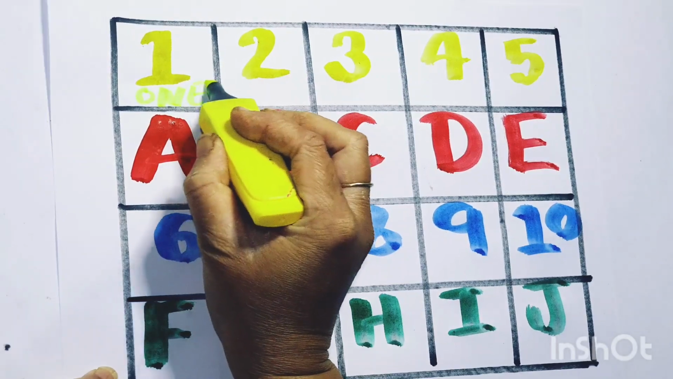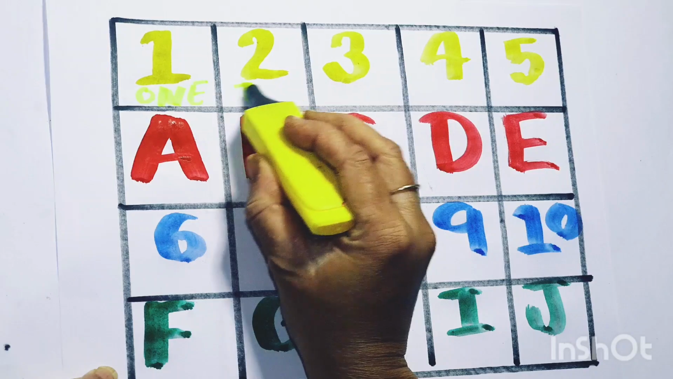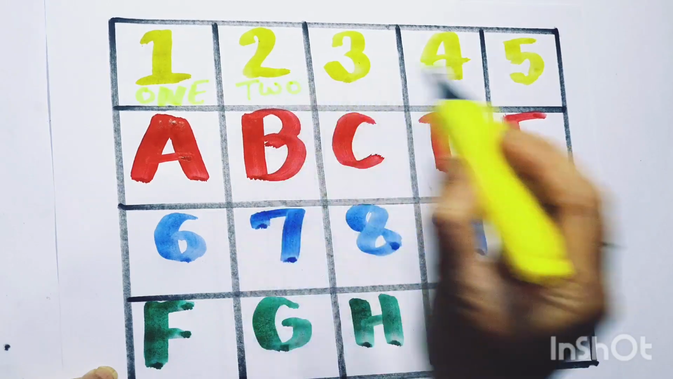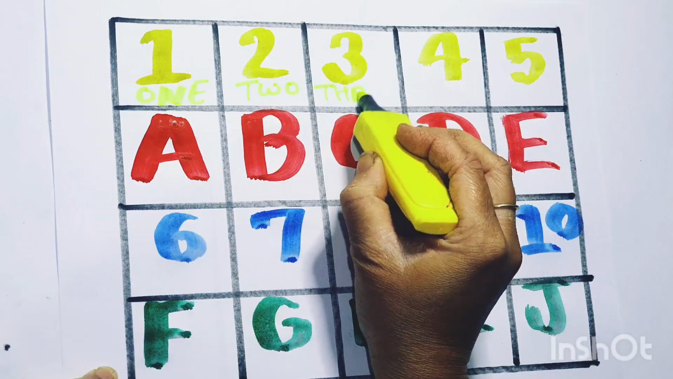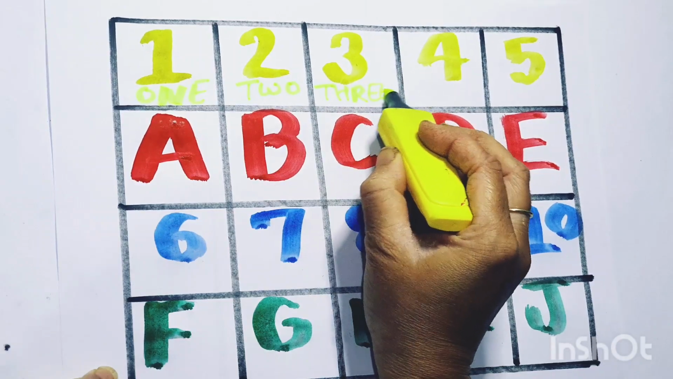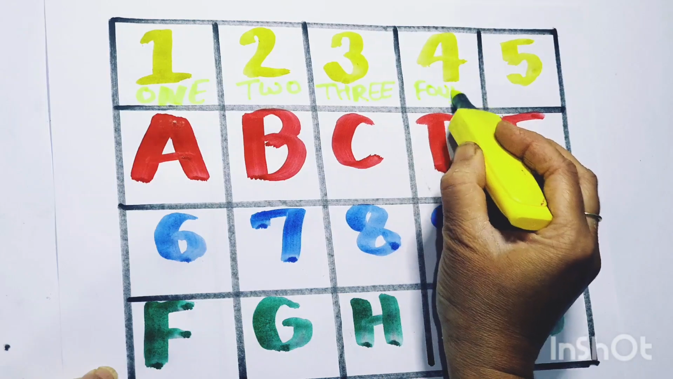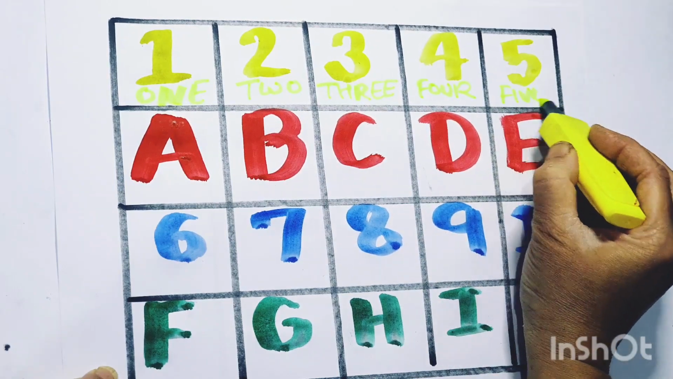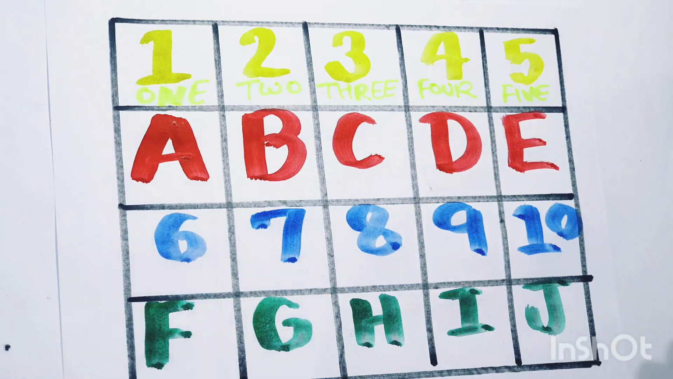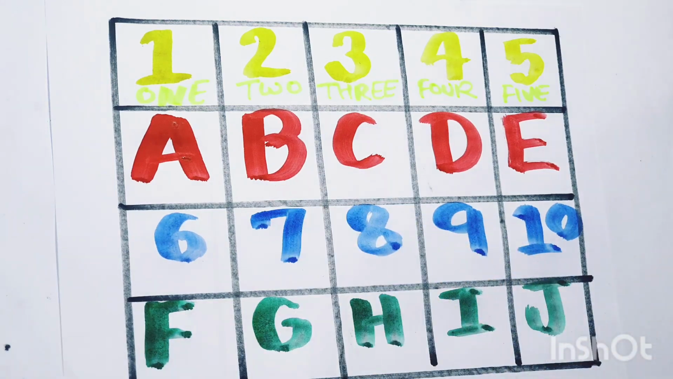O-N-E, 1. T-W-O, 2. T-H-R-E-E, 3. F-O-U-R, 4. F-I-V-E, 5. Red. Blue color.